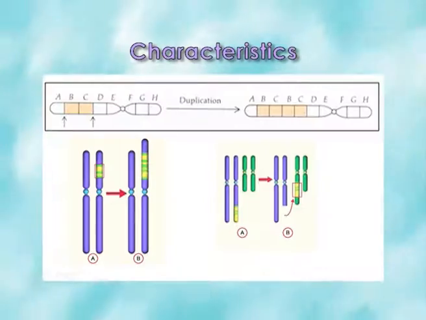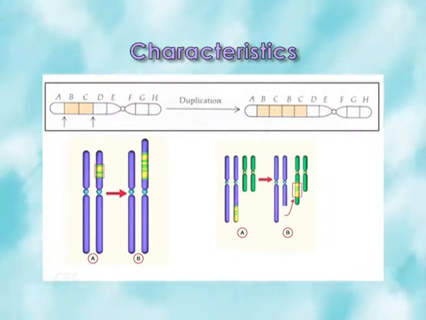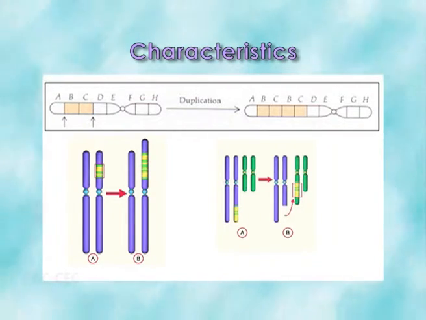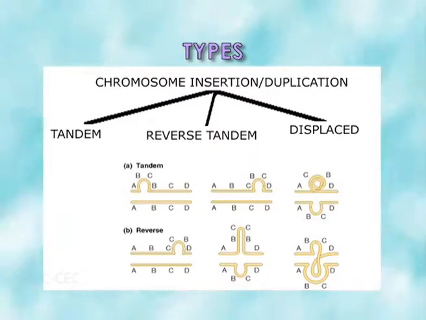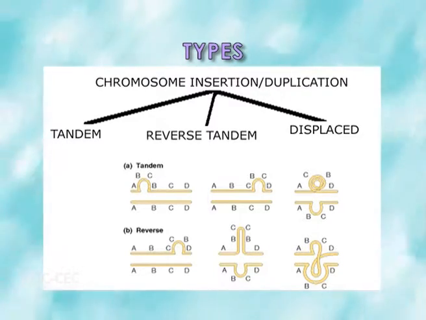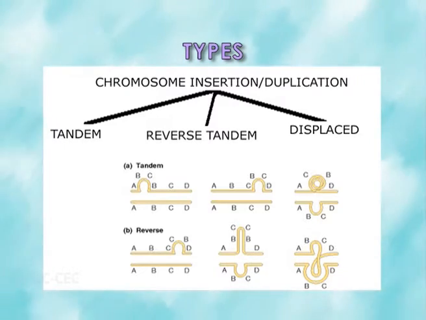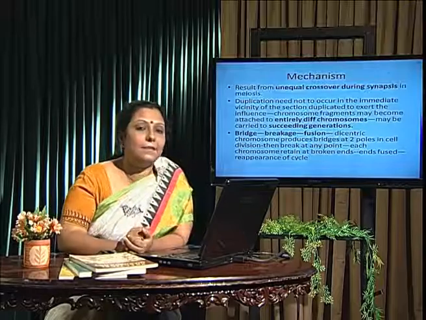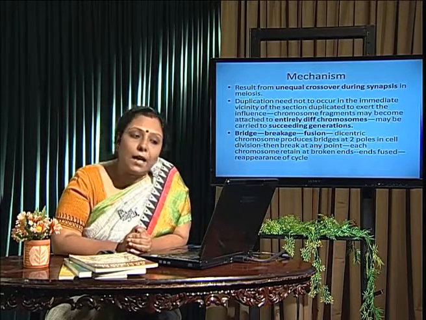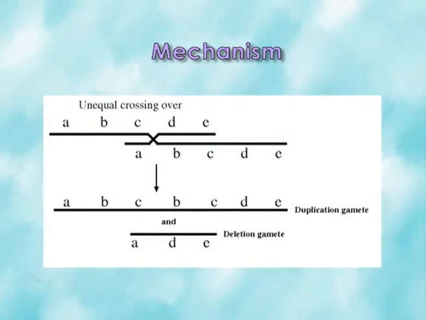The duplication or insertion characteristics. As we know, any section or part of a chromosome can be added to another location of the chromosome. So any segment is getting duplicated or inserted, and the fragment is getting duplicated here. The types include tandem, reverse tandem as well as displaced. Tandem means in the same direction, reverse tandem means in the opposite direction. Displaced may be on the same arm, which is called homobranchial, or on a different arm, which is called heterobranchial. Next, mechanism. Usually, it is done with unequal crossing over during synapsis.